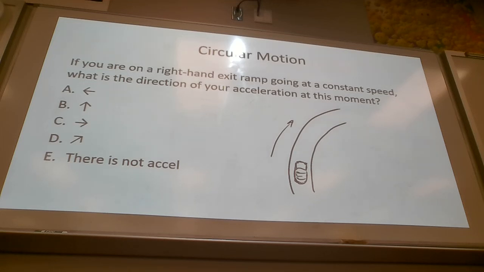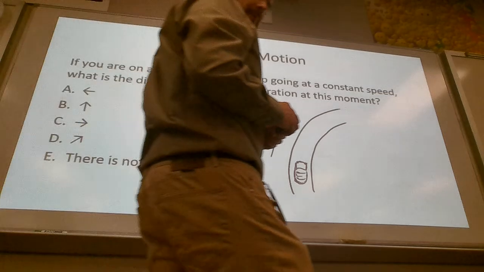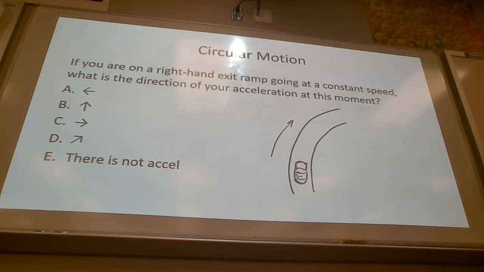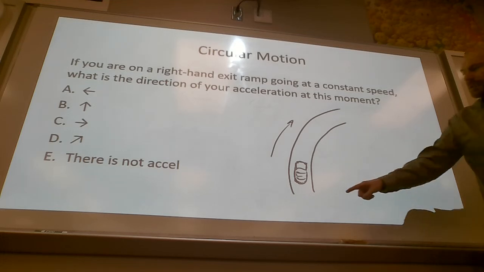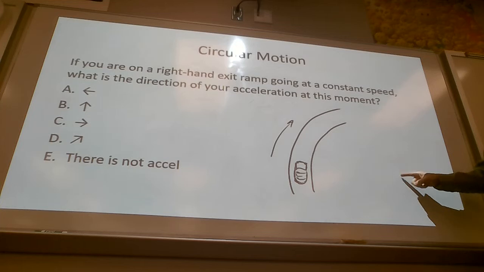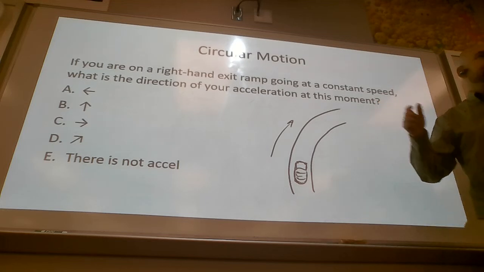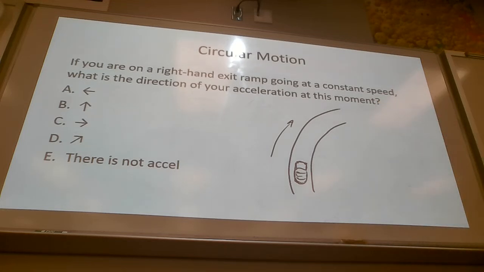Tell your neighbor what you think. Correct answer is? Okay. The center of this circular path is like right here. That make sense? It isn't a full circle, but you pretend it is. Center is that, points towards the center of the circle, C.